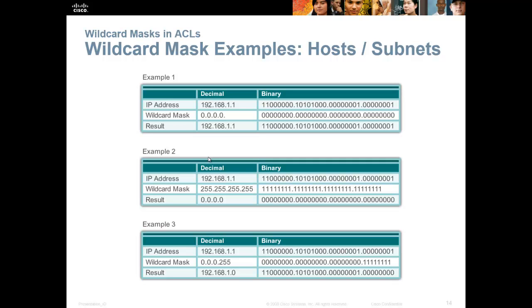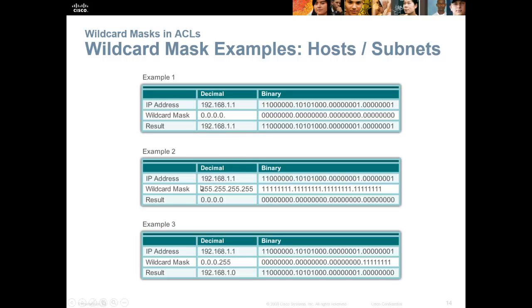All right, so here's some examples. Remember, with an inverted subnet mask, 0 means it has to match perfectly, and a 255 means it doesn't have to match. So here in this top example, if my wildcard subnet mask is 0.0.0.0, it means everything has to match. So if it's 192.168.1.1 with a subnet mask of 0.0.0.0, it means it only will accept 192.168.1.1, nothing else.